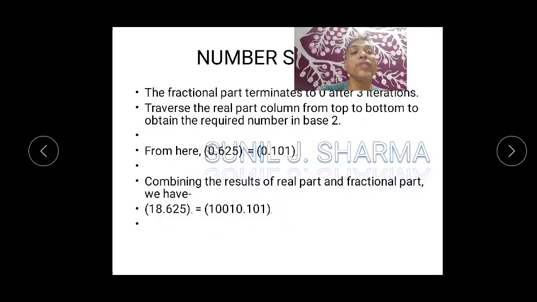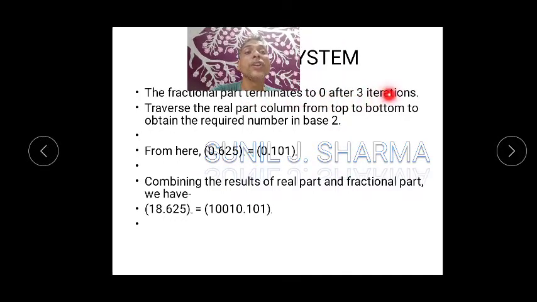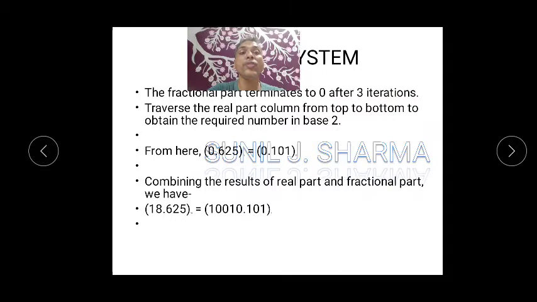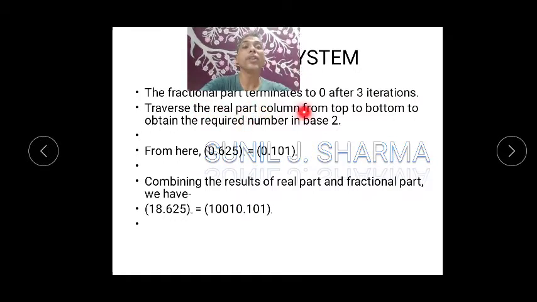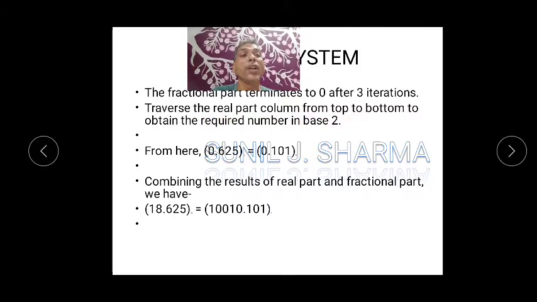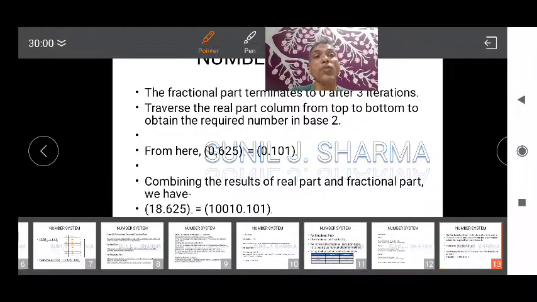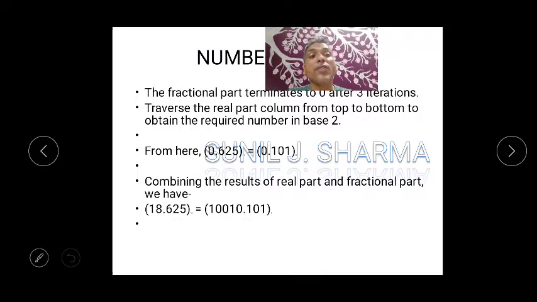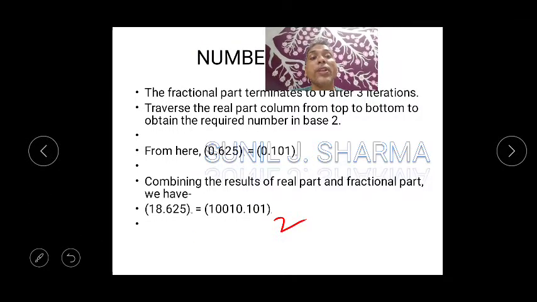I think here also there is one problem that I'll tell you. Fractional part terminates to 0 after 3 iterations. Traverse the real part column from the top to bottom. Obtain the required number in the base 2. As I was telling you, you will lose the marks if you don't write the bases. So at least write the base as 2 here, and this is the decimal number.